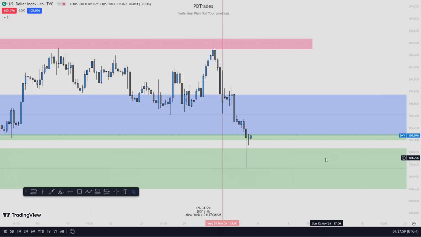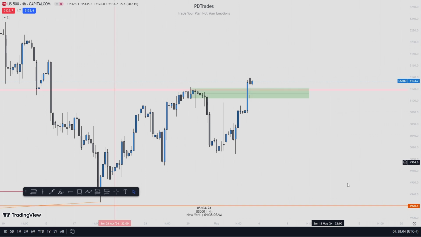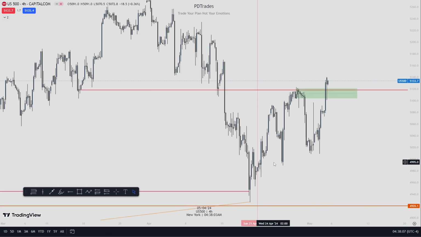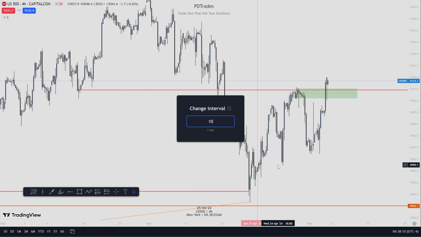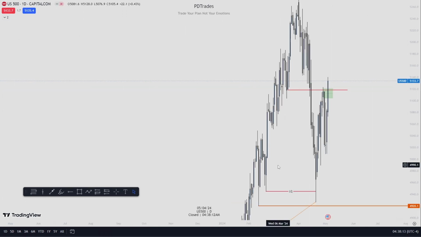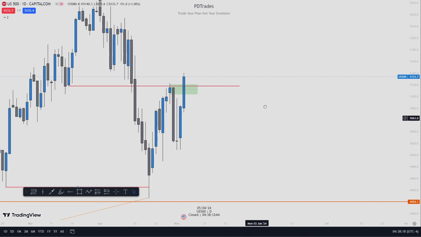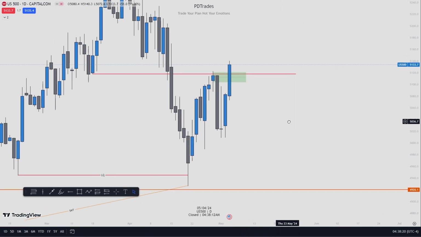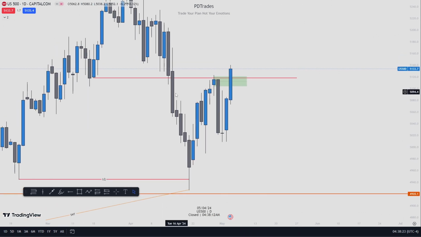So if you can go now to US 500. On US 500, remember, this was the fair value gap that I told you that I wanted the market filling. So it came, filled it, retraced, then pushed price to the buy side, right?